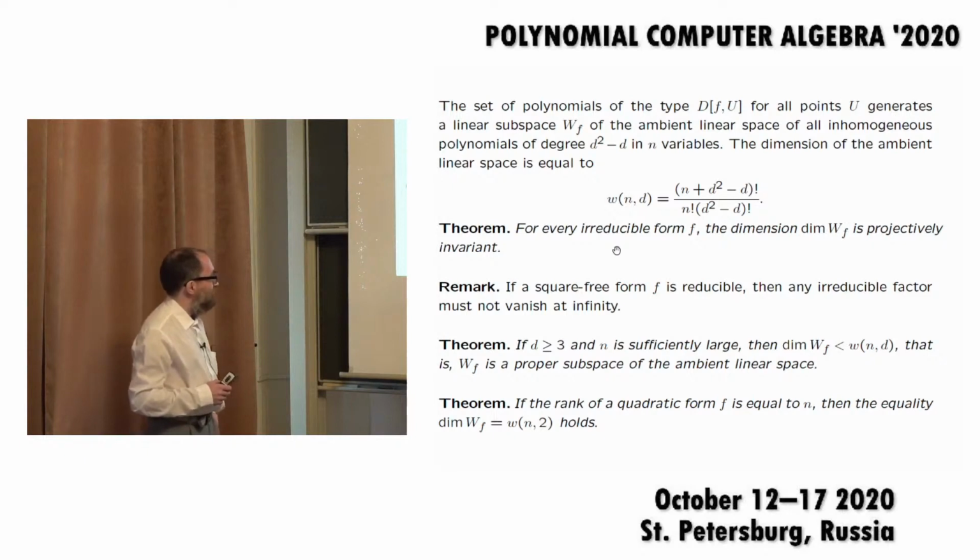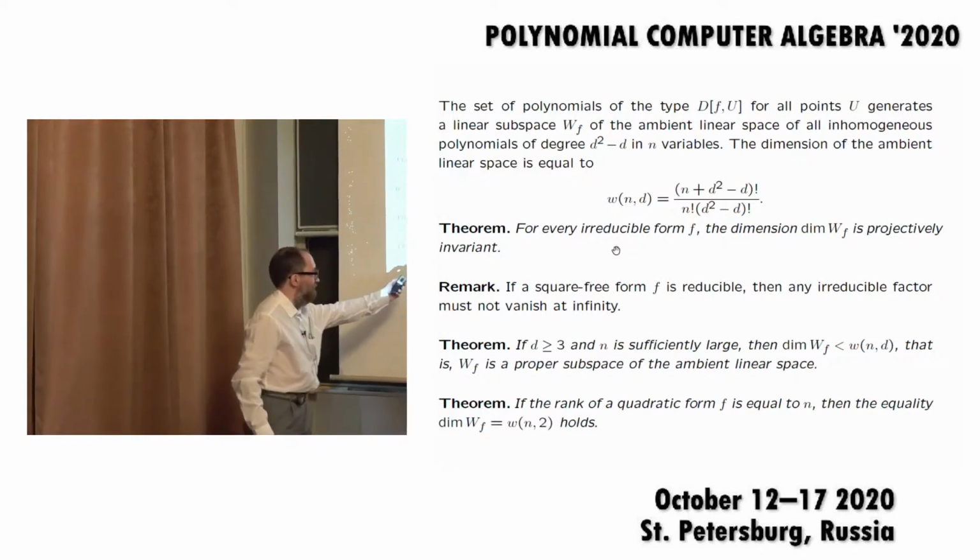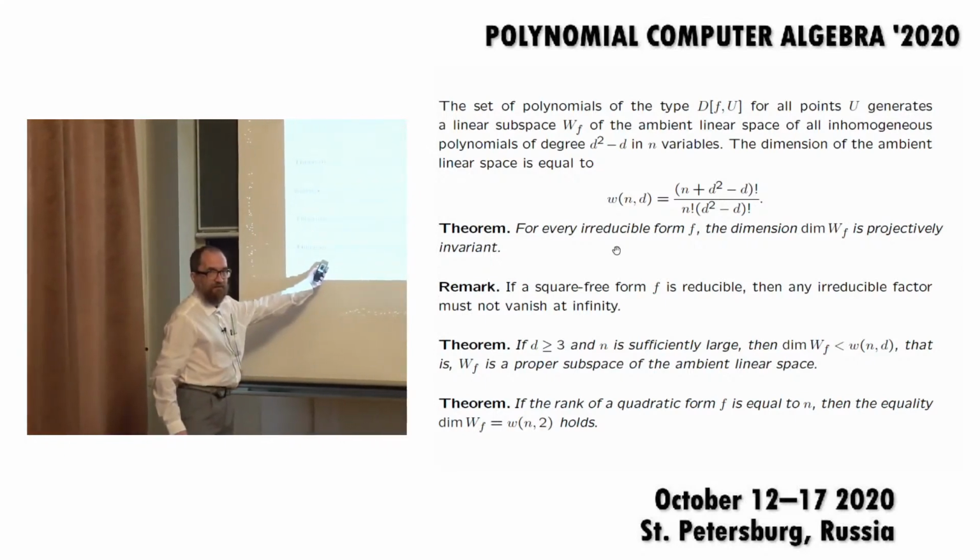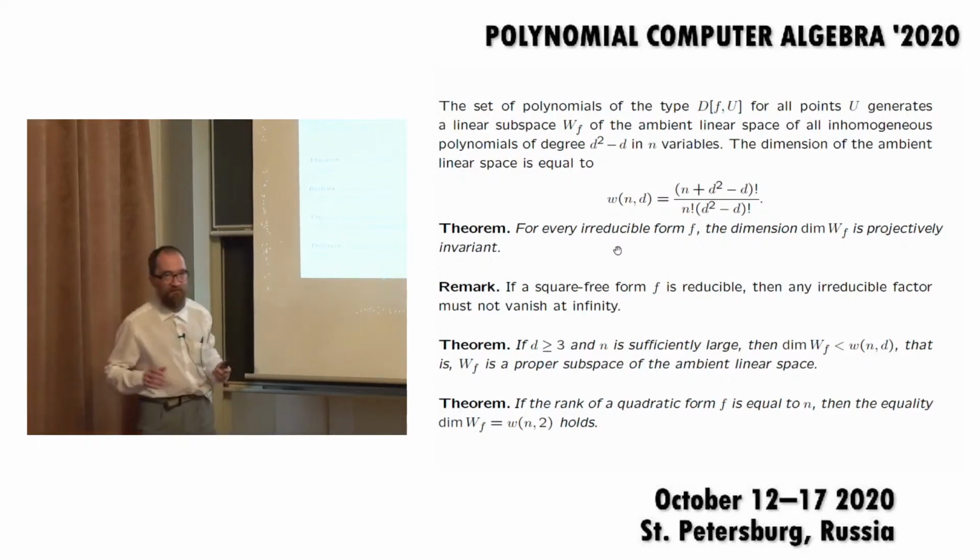The next theorem: if D equals 3 or more, and n is a sufficiently large number, then the dimension of the subspace W is less than the dimension of the ambient space. That is, W is a proper subspace in the ambient linear space. But in case of a quadratic form F, in case D equals 2, the dimension of the subspace W equals the maximum number. Subspace W coincides with the ambient space.